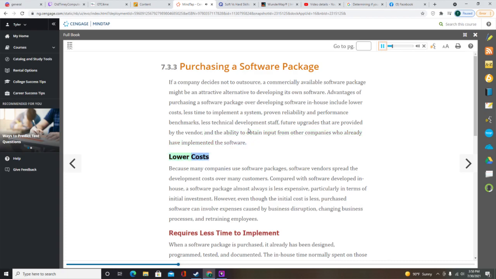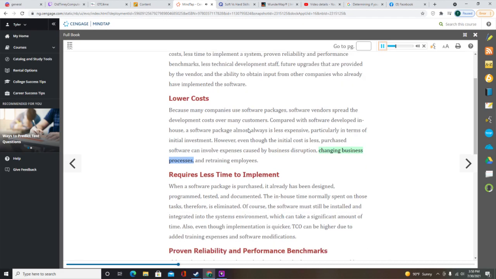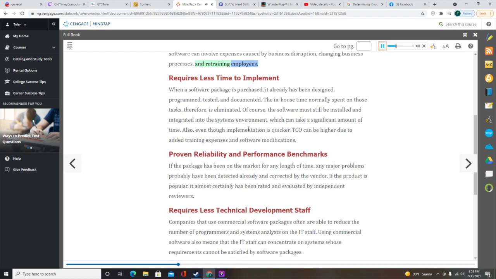Lower costs. Because many companies use software packages, software vendors spread the development cost over many customers. Compared with software developed in-house, a software package almost always is less expensive, particularly in terms of initial investment. However, even though the initial cost is less, purchased software can involve expenses caused by business disruption, changing business processes, and retraining employees.